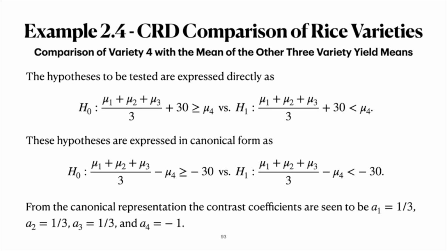The null hypothesis would therefore be the logical complement of that, and so it would be the statement that (mu1 plus mu2 plus mu3) over 3 plus 30 is at least mu4.